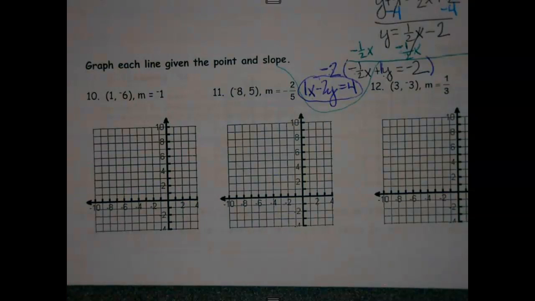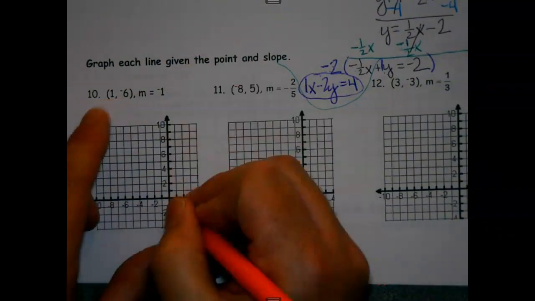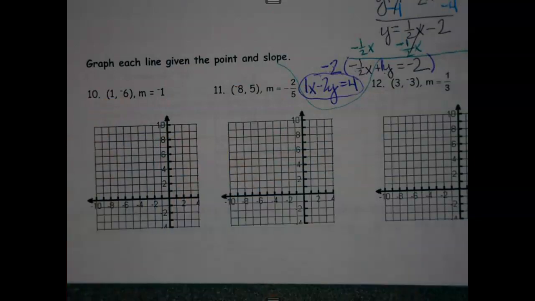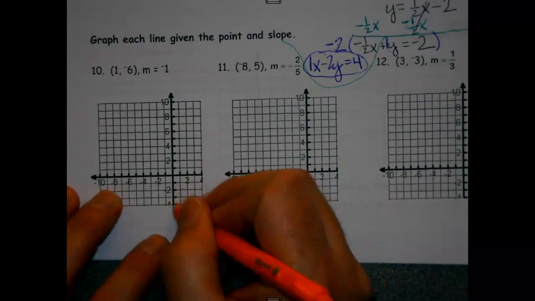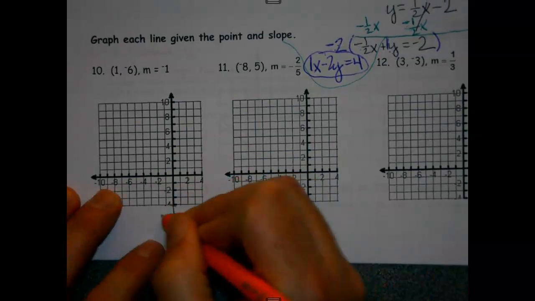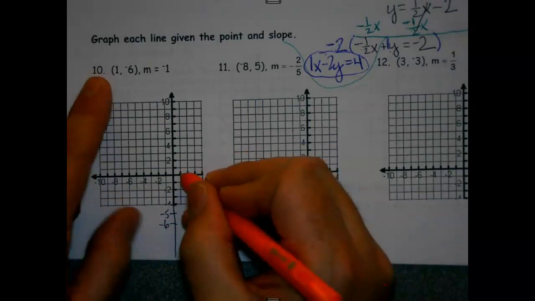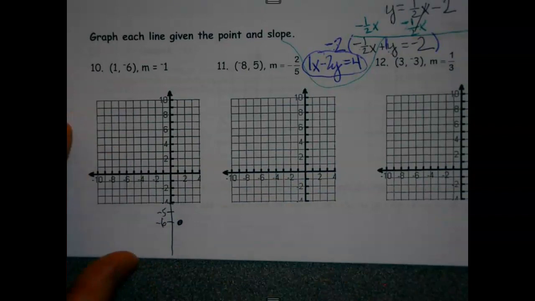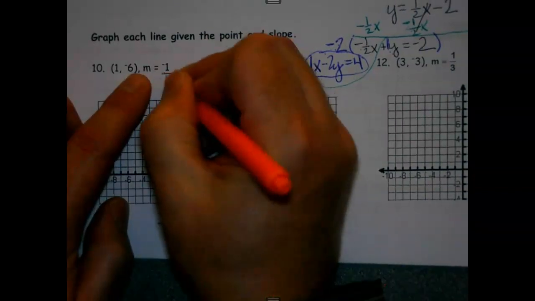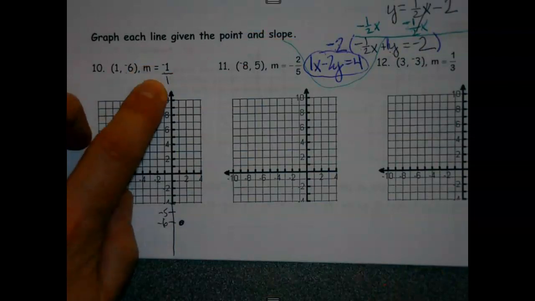Graph each line given the point and slope. Okay. Let's see. Oh, my graph got cut off. Okay, we're going to get creative, people. We're going to get creative. 1, -6. I got to go a little lower than the graph gave me here. And my slope is -1, or -1/1.